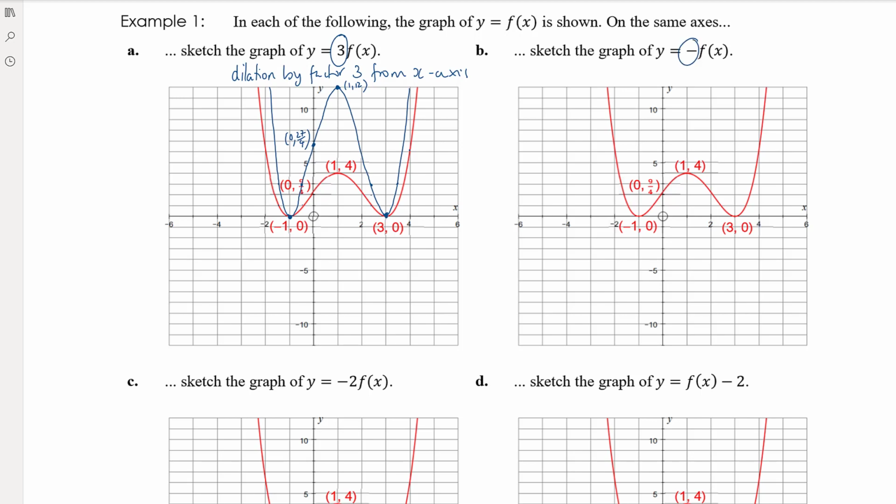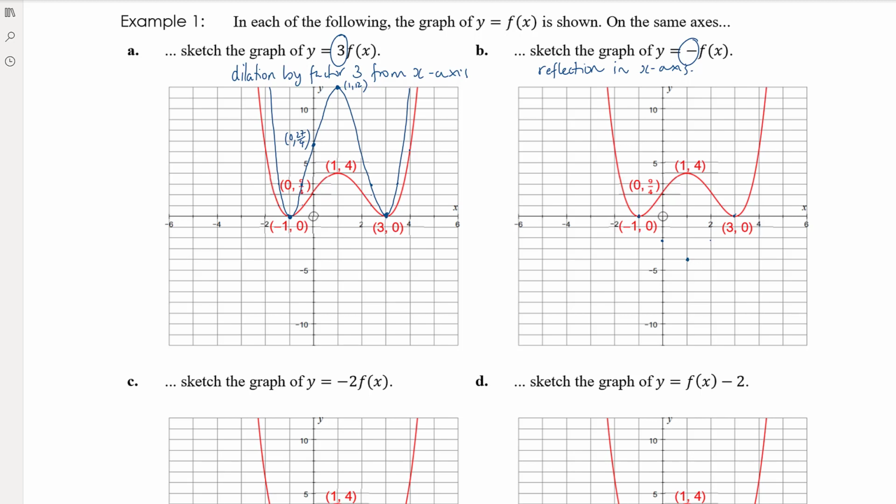Sketching the graph of negative f of x. Sticking a negative in front is going to be reflecting that graph. So we're going to draw a reflection in the x-axis. All the y coordinates get multiplied by -1. So (1, 4) goes to (1, -4). (3, 0), multiplying its y coordinate by -1, is still going to stay at (3, 0). Same with (-1, 0). Pick some other points on your graph. So (0, 9/4), which is just a bit more than 2, 2 1/4, goes to (0, -9/4). That'd be a nice symmetric point over there.